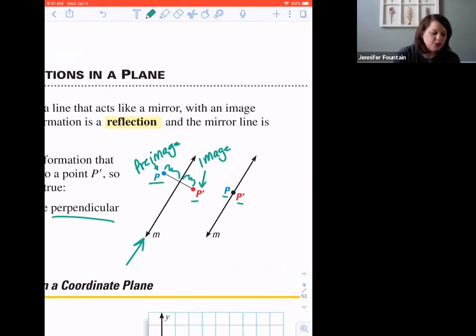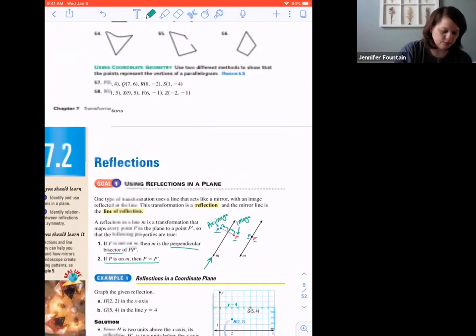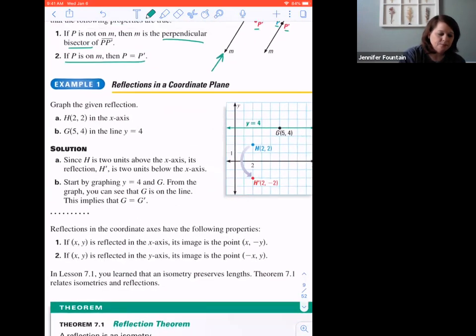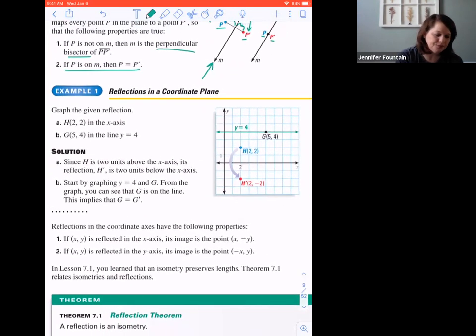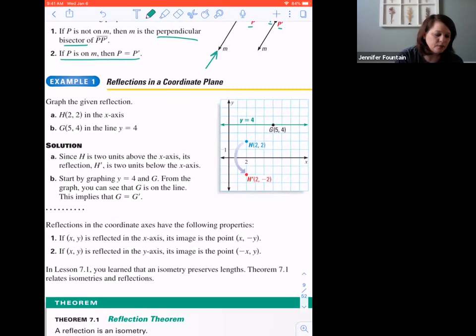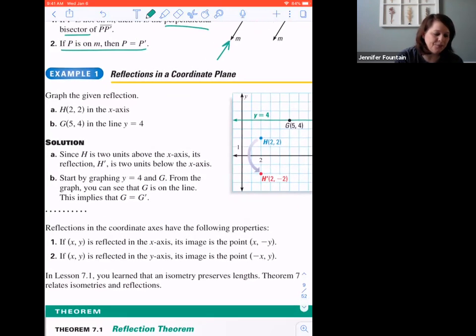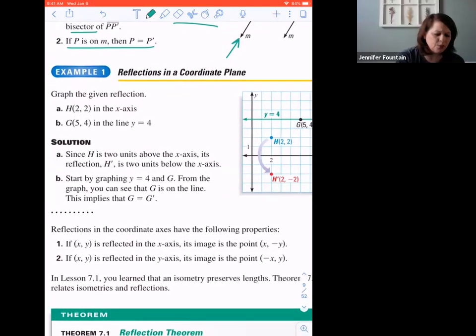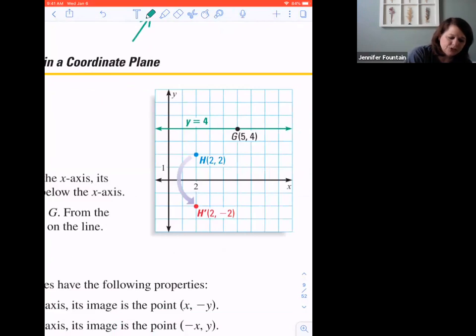Okay, so let's look at example 1, reflections in a coordinate plane. It says to graph the given reflections. H, 2, 2 is in the x-axis, so let's start with 2, 2. We can see that we're starting right here at 2, 2. And then it says G, 5, 4 is in the line y equals 4.